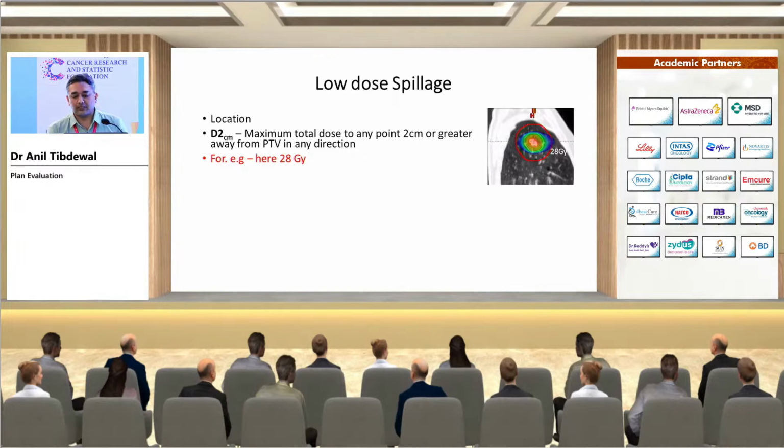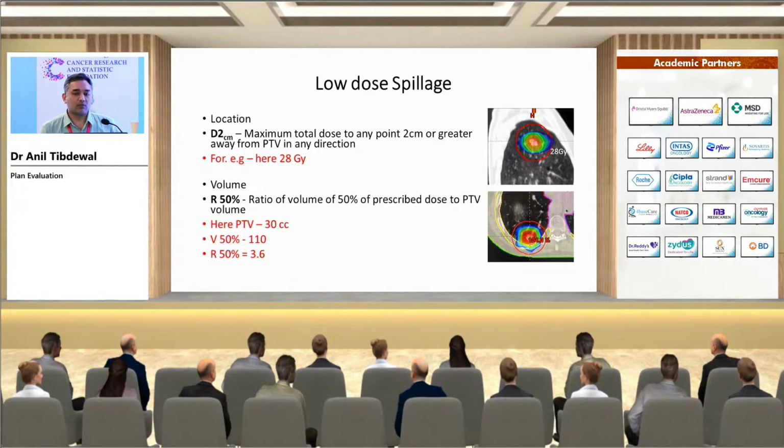For example, here the 28 gray isodose is covering the 2 centimeter around the PTV. So this is the 28 gray here, the D2 centimeter. So what about the volume? The volume is given by R50%. R50% is defined by the ratio of the volume of the 50% of the prescribed dose, that means the 30 gray volume, to the PTV volume. Here the PTV is 30 cc, and for example, if the V50% volume is 110 cc, then the ratio would come to be 3.6.